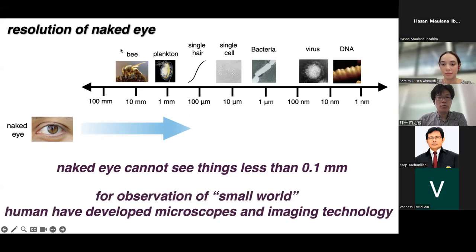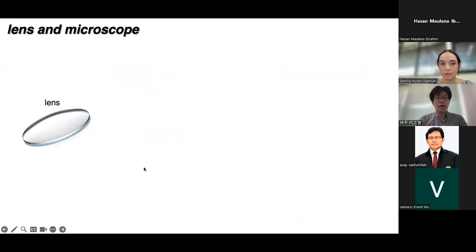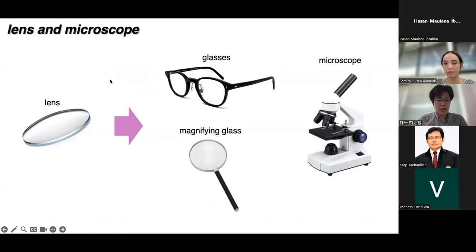So for observation of this small world, humans have developed microscopes and imaging technologies. Today, I will briefly talk about the history of the microscope and molecular imaging techniques. The key item for magnifying things is the lens. Humans found that a lens can magnify small things. You can understand this very easily because lenses are usually used in glasses like this. You might have used magnifying glasses when you were kids or even now. And importantly, this lens is also used in the microscope.